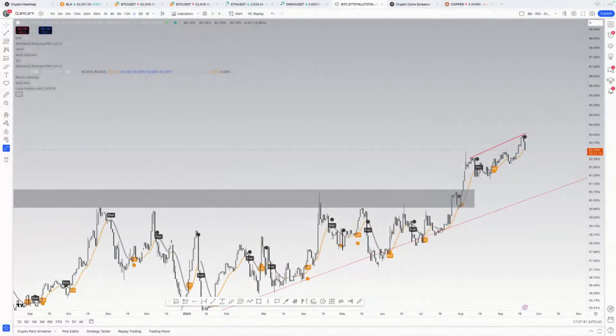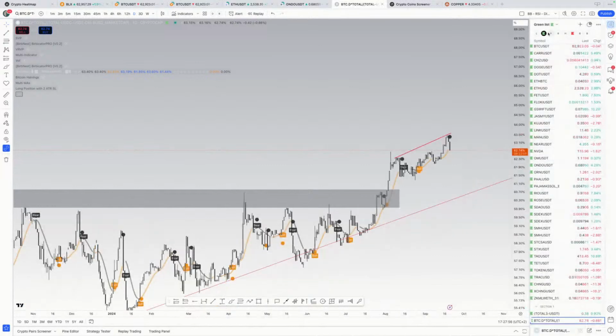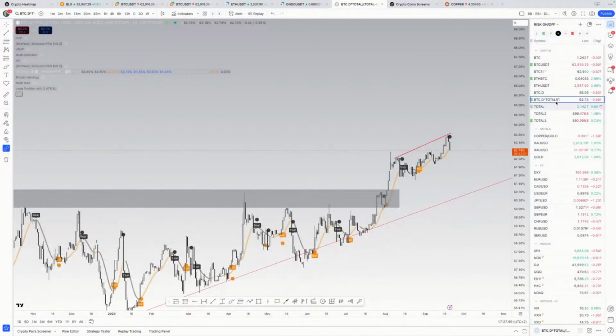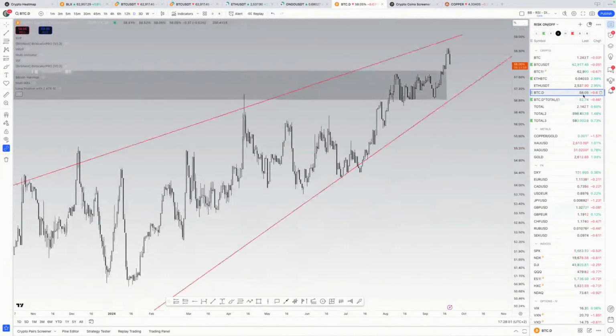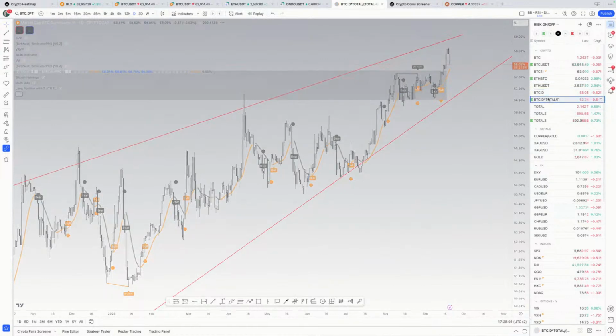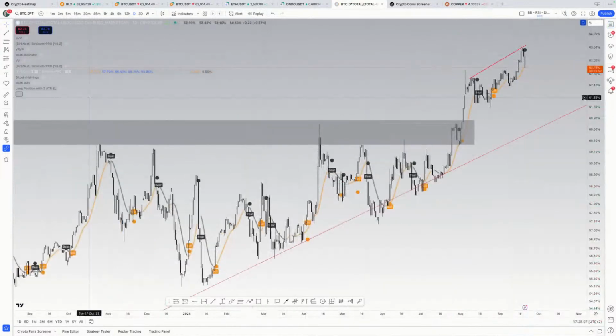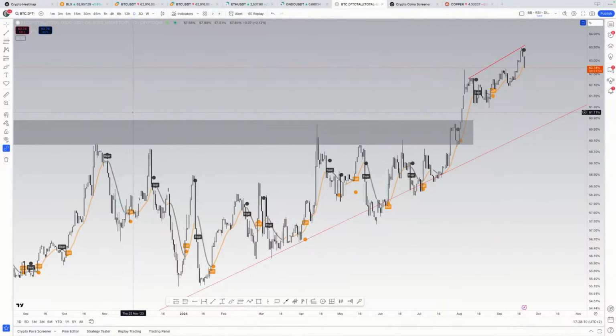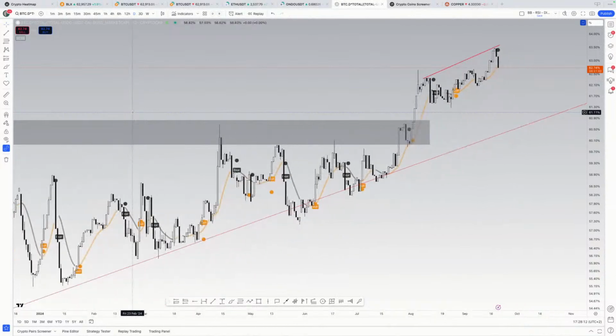I believe this one is way more accurate and gives you a better view of the dominance than the regular Bitcoin dominance. This one now sits at 62.7%. If you would use the normal dominance, it would sit around here, 58.05%. So I really prefer to use this one. Steal the formula, use it, and see for yourself if it works or not.